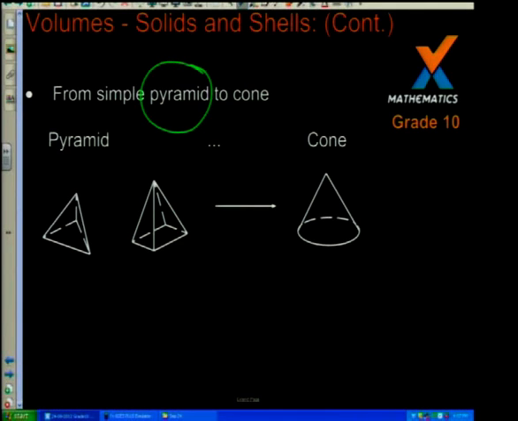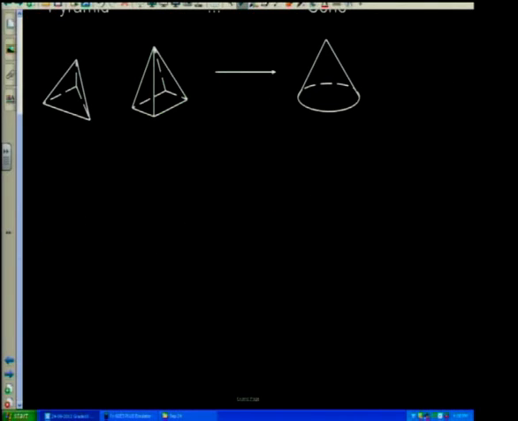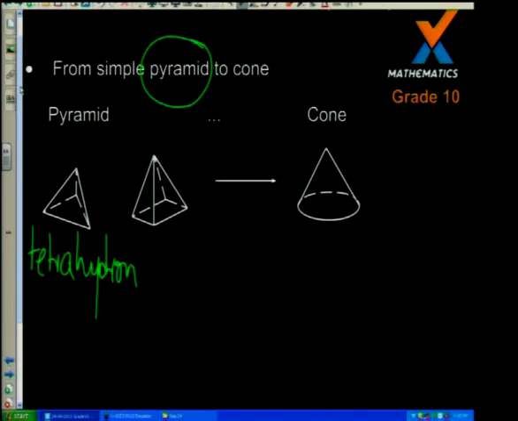Now, notice what I have here again, moving from the two extremes. If you move from a simple pyramid, which is, in fact, there is a name for this one. It's called a tetrahedron, especially if all the sides are equal. Tetrahedron. Okay, so you will notice that the base area is a triangle.